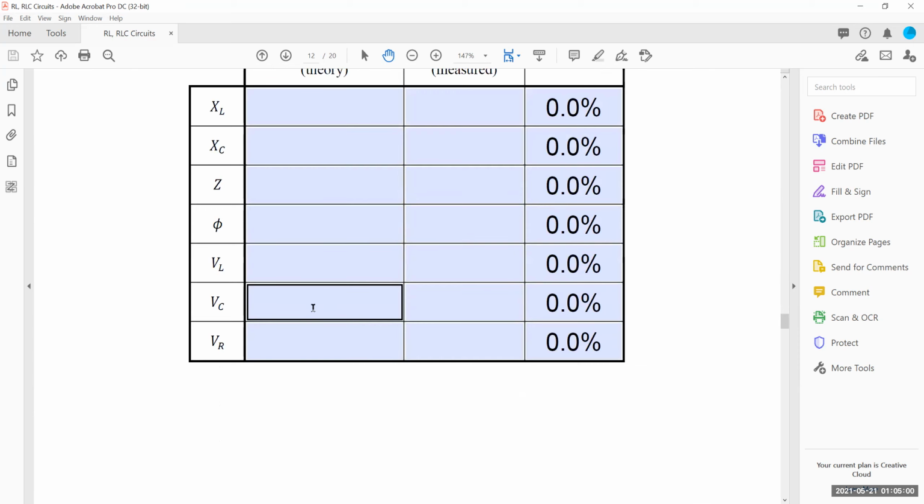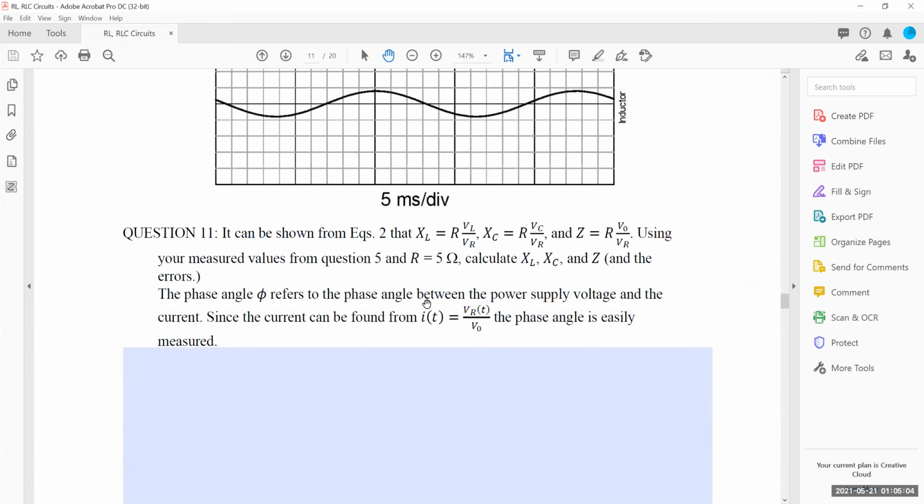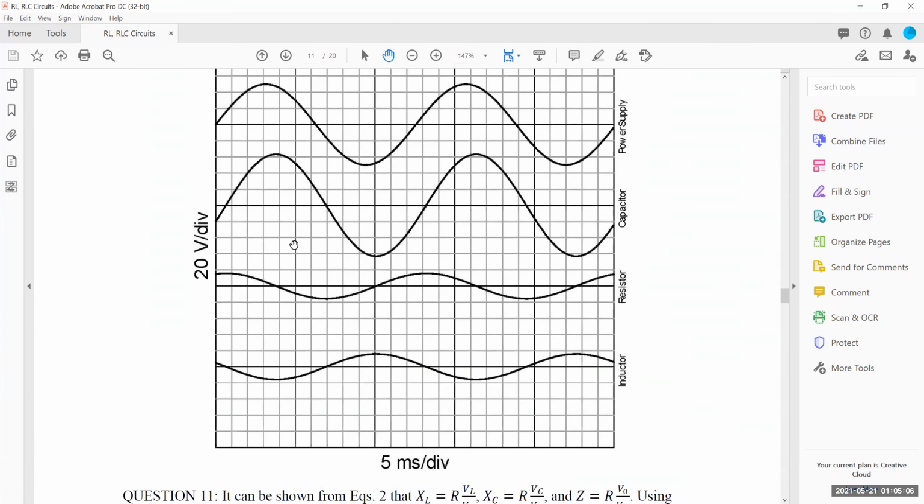You calculated VC. Now you can measure VC by just going from where it's 0 to the maximum. How many divisions do you have? 1, 2, 3, 4, slightly more than 4. Remember, this from here to here is 20. From here to here is 20.